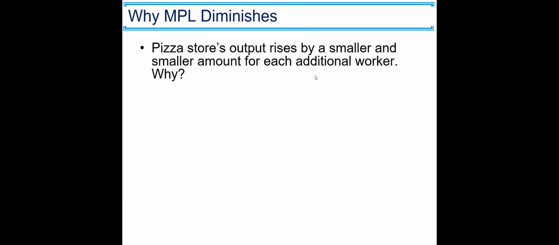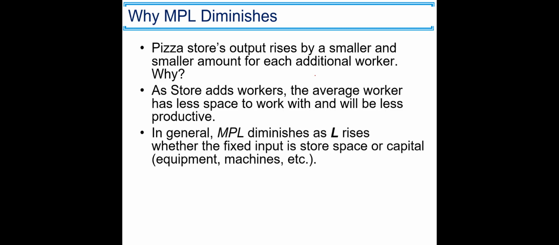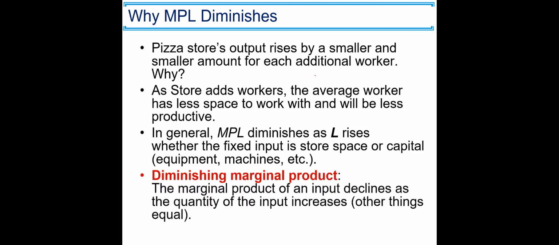So why does MPL diminish? Pizza store's output rises by a smaller and smaller amount for each additional worker. Why? As the store adds workers, the average worker has less space to work with and will be less productive. In general, MPL diminishes as L rises, whether the fixed input is store space or capital, equipment, machines, etc. So diminishing marginal product: the marginal product of an input declines as the quantity of the input increases.